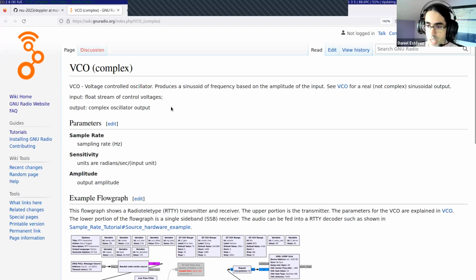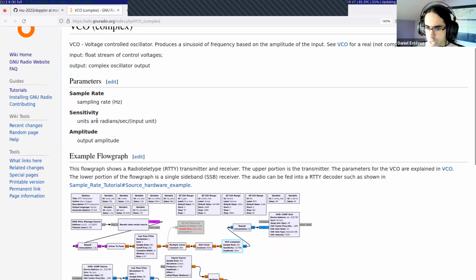So in GNU Radio, we have the same, or rather a digital implementation or emulation of this electronic device. And as it says, it produces a sinusoid of frequency based on the amplitude of the input. And then there is a VCO for a real sinusoid signal. The things we need to know are the parameters. So the sampling rate, as usual, is in hertz. And then the sensitivity is the tricky parameter. It specifies how to scale this input signal to achieve the frequency. So the units are radians per second per input unit.